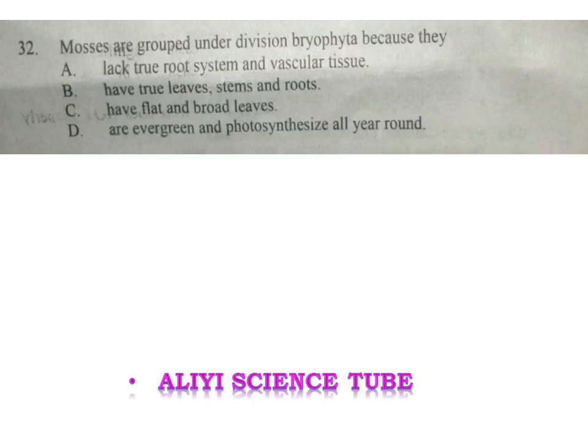Question 32. Mosses are grouped under the division of bryophytes because A, they lack a true root system and vascular tissue. B, they have true leaves, stem and root. C, they have flat and broad leaves. D, they are evergreen and photosynthesize all year around. So the answer is A. They lack a true root system and vascular tissue.